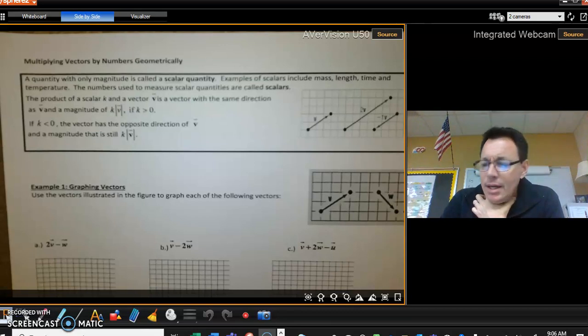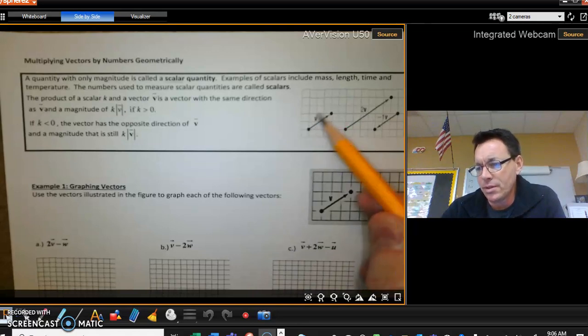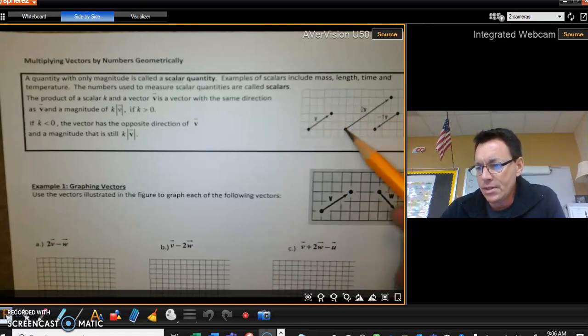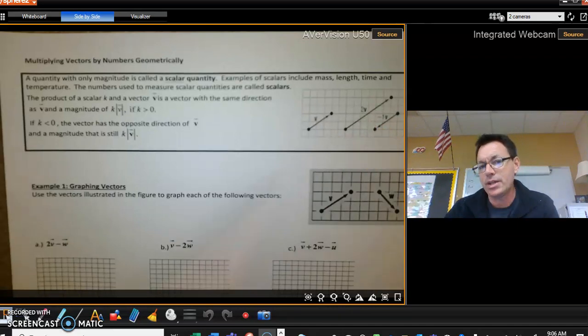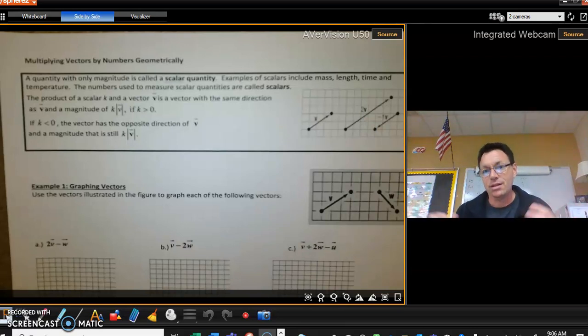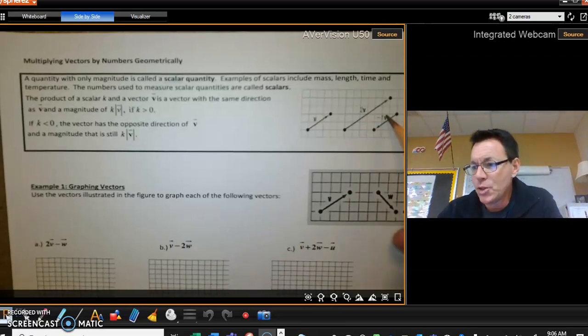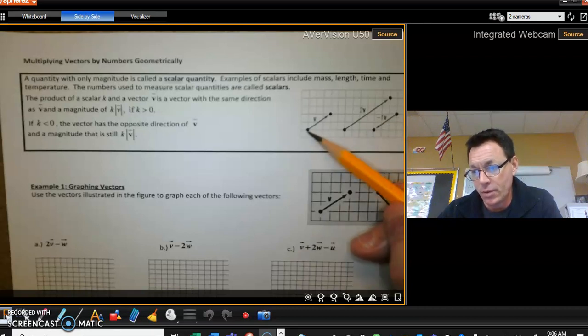Geometrically, when you multiply a vector by a scalar, it's just multiplying. So this is vector v, and this is vector 2v. We're multiplying this vector by a scalar. The scalar is 2, and all that does is double the length of the vector. This would be an example of multiplying a vector by -1. Again, all it does is reverse the direction of the vector. Instead of going up and to the right, it goes down and to the left.